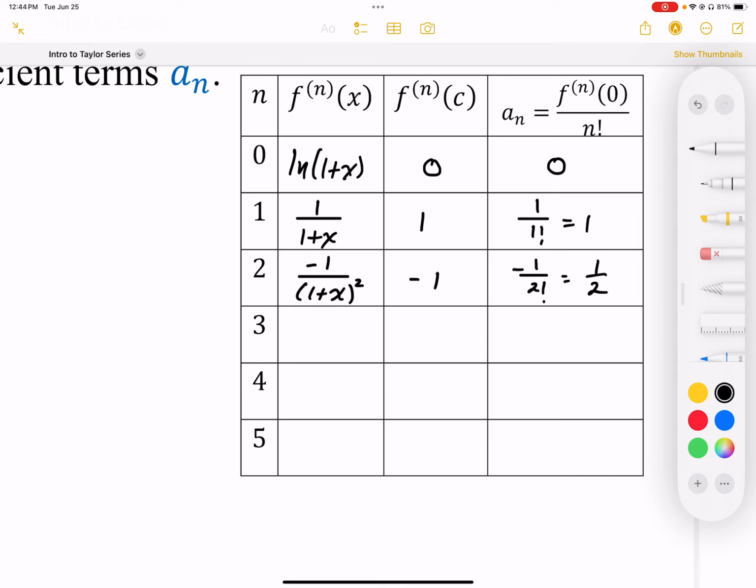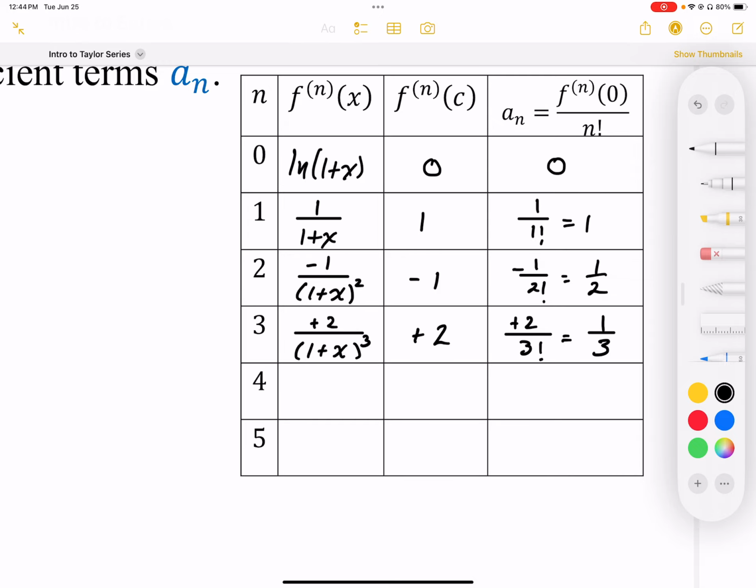So we're going to multiply by negative 2 to get positive 2. We're going to decrease the power by 1, so we get 1 plus x to the power negative 3. We evaluate our derivative at x equals 0. We're going to get positive 2. So we end up with positive 2 over 3 factorial. That's going to work out to 1 over 3 as our coefficient.